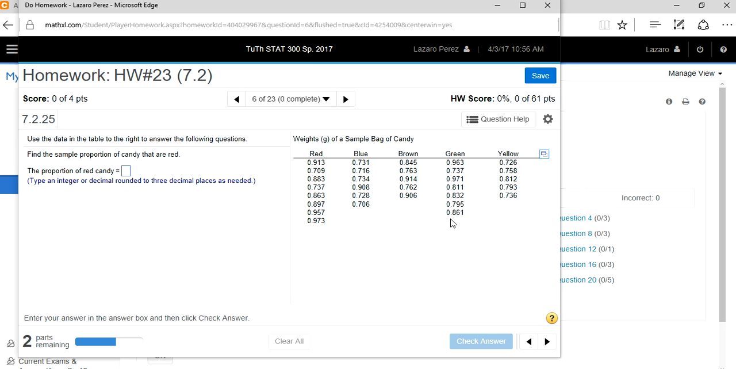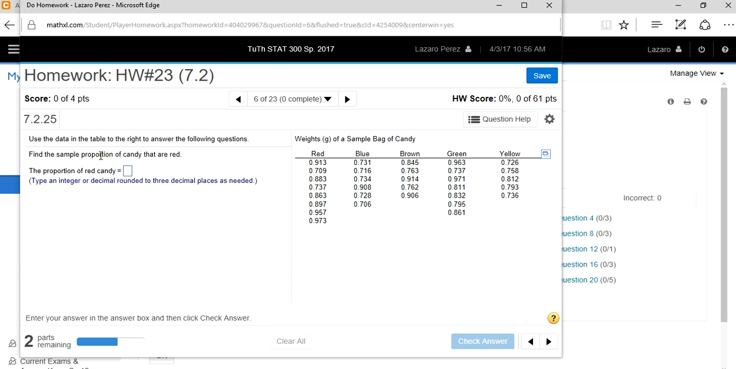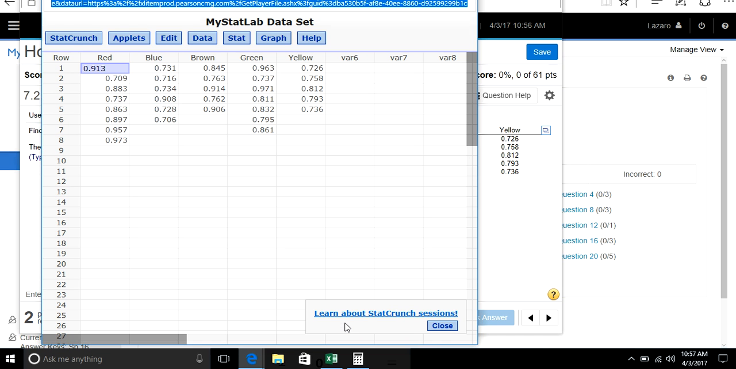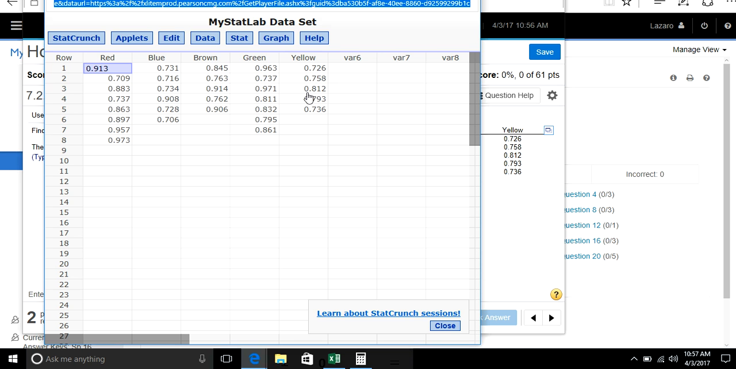All right, so we're going ahead and jump in, and this is homework 23, 7.2, and this is number 6. So this is a pretty good question right here. All right, so this first thing it says find the sample proportion of the candy that are red. So what we're going to do right here, we're going to open this into StatCrunch. So let me pull up my StatCrunch. I opened it already. So this is just all the data set inside of StatCrunch.